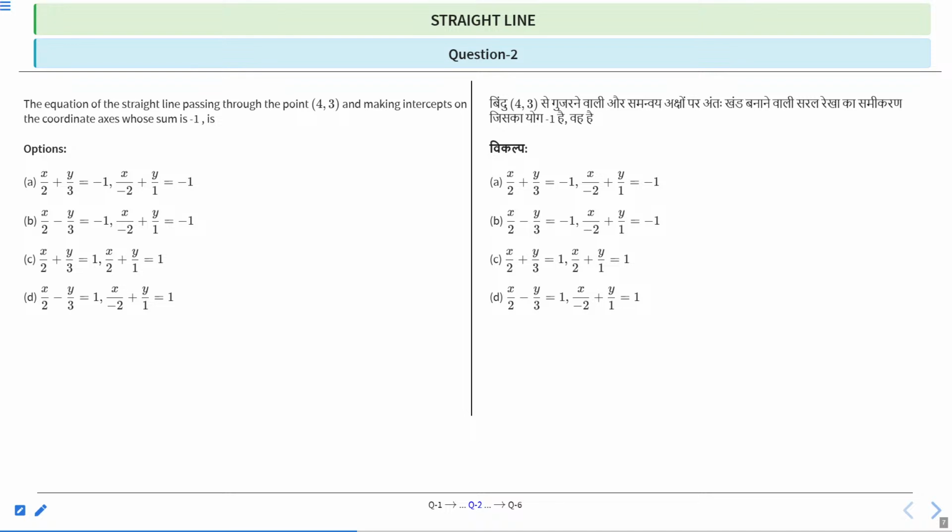Therefore the equation of the straight line will be x by a plus y by b is equal to 1, right? Clear? Now the straight line is passing through (4, 3), so we will put 4 and 3 in place of x and y. Also, the sum of intercepts with the coordinate axes is -1, that is a plus b is -1. Now we have two equations in terms of a and b, so we can easily solve this. In this way you can approach this question. You have 10 seconds to solve or think about this question. After 10 seconds we will discuss the solution part, right?